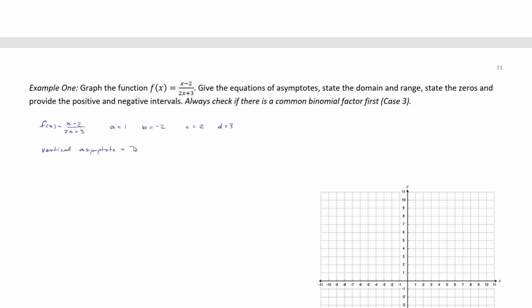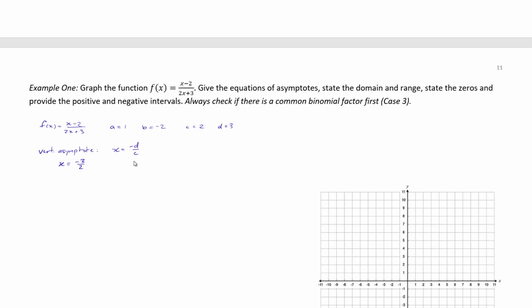And that's equal to negative d over c. So the vertical asymptote is, sorry, I should write x is equal to, let me just clean that up a little bit. And we're back and it's cleaned up. So we go x is equal to negative 3 over 2, right?